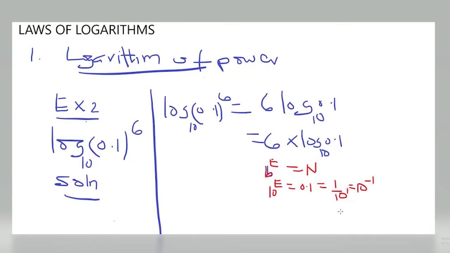Okay, this is 10 power 1, 10 power negative 1. Now 10 power exponent is equal to 10 power negative 1. For this case, our exponent is equal to negative 1. From this expression, the result will give us negative 1. Now instead of writing logarithm of 0.1 in base 10, we're going to write negative 1.